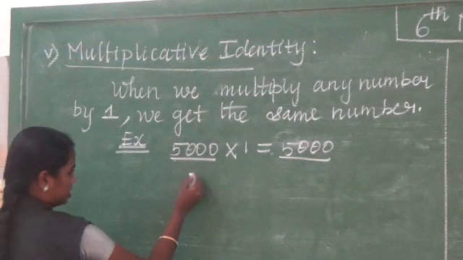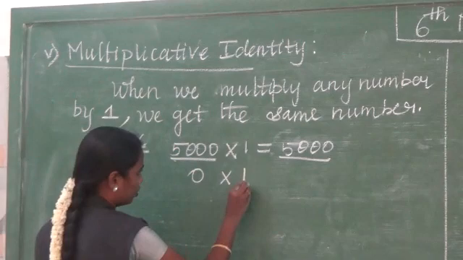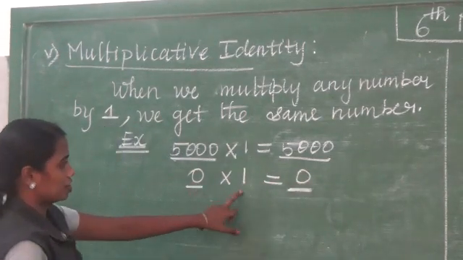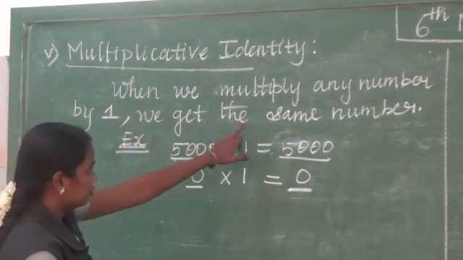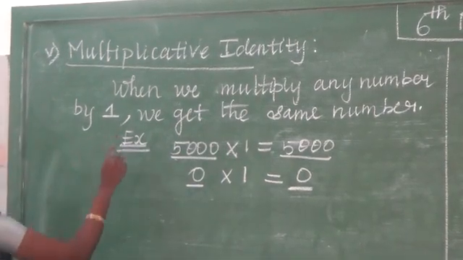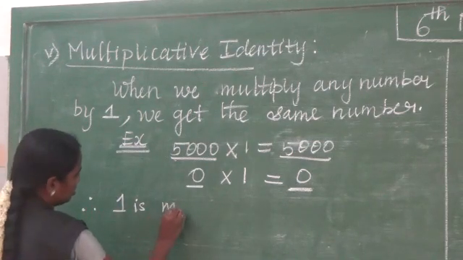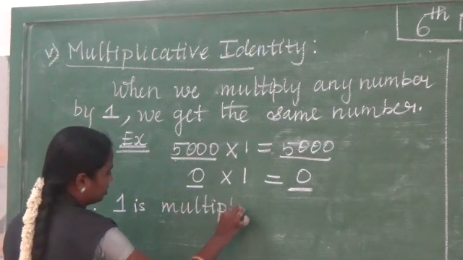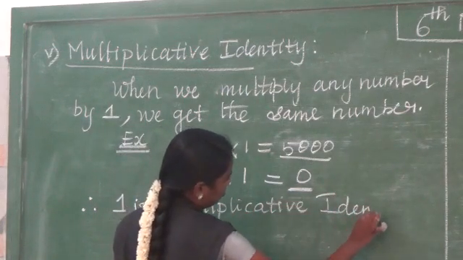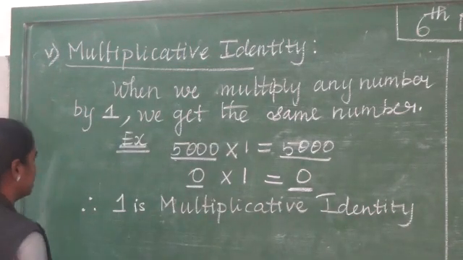It may be any number. For example, I take 0. 0 into 1 is 0. See here, we get the same number. 0 into 1 is 0. So when we multiply any number by 1, we get the same number. Therefore 1 is the multiplicative identity.